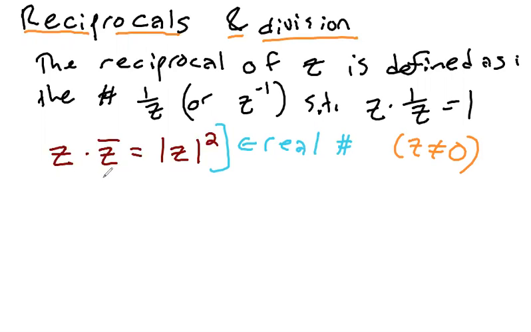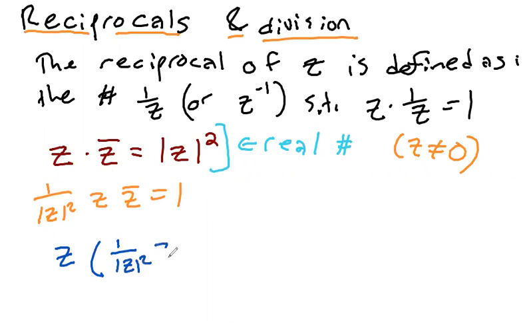So what I'm going to do, I'm going to divide both sides of this by the real number, the modulus of z squared. So that's 1 over modulus of z squared times z times the conjugate of z is equal to 1. And now using associative properties, I'm going to rewrite this as z times 1 over the modulus of z squared times z conjugate is equal to 1.